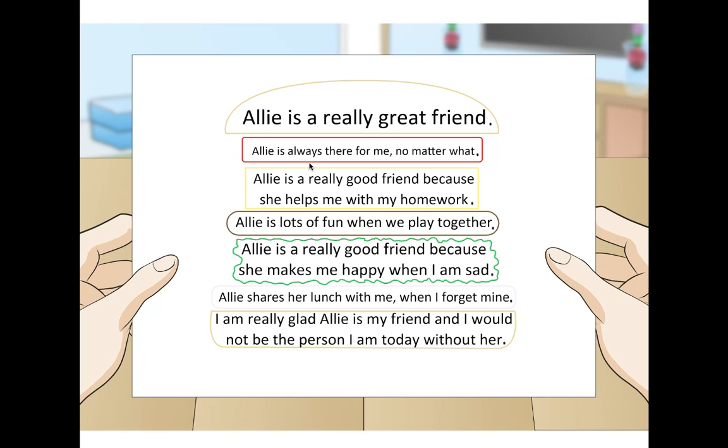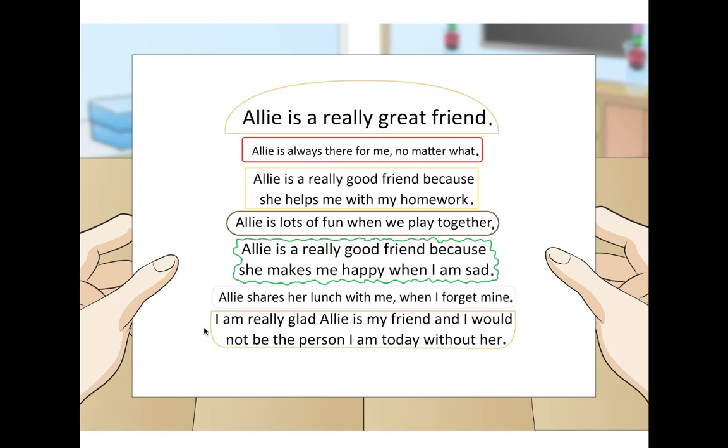Allie is always there for me no matter what. Allie is a really good friend because she helps me with my homework. Allie is lots of fun when we play together. Allie is a really good friend because she makes me happy when I am sad. And Allie shares her lunch with me when I forget. So those are all details and examples that tell me how Allie is a really good friend.